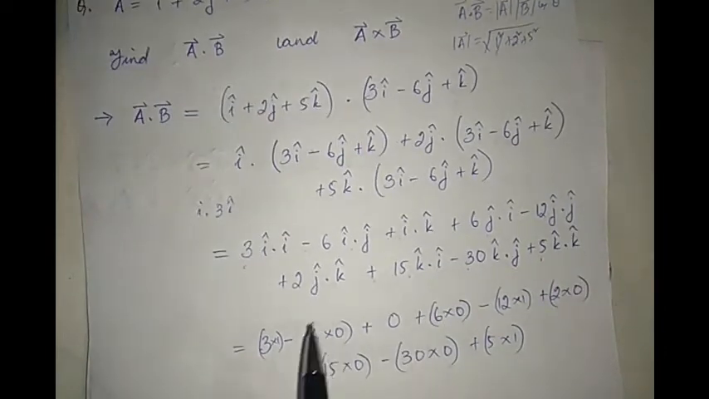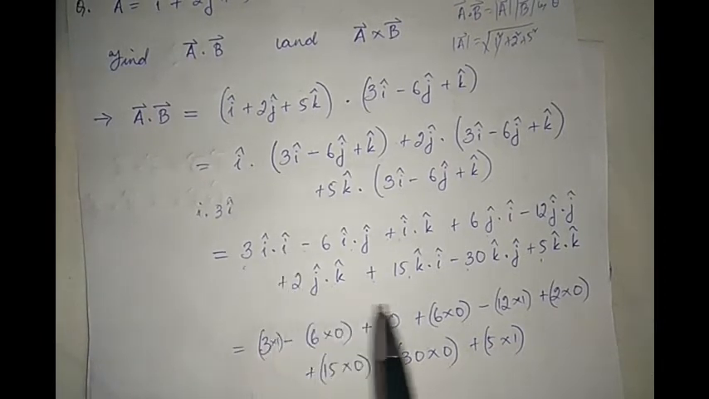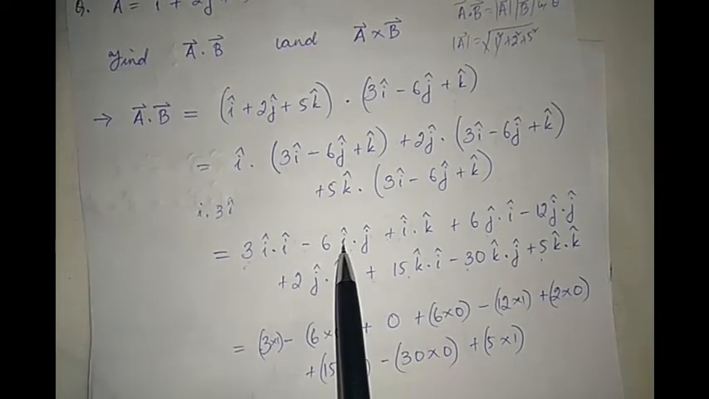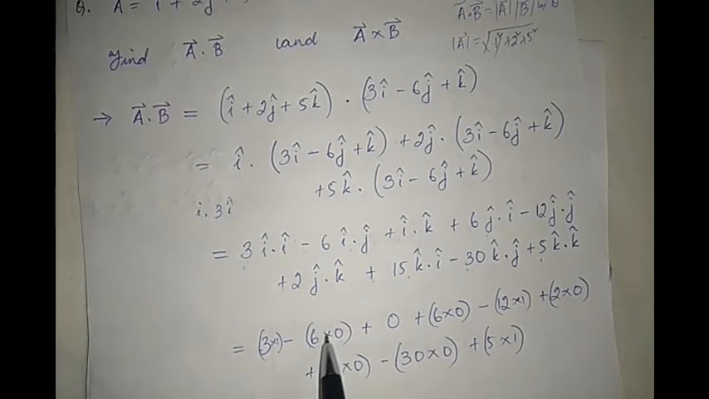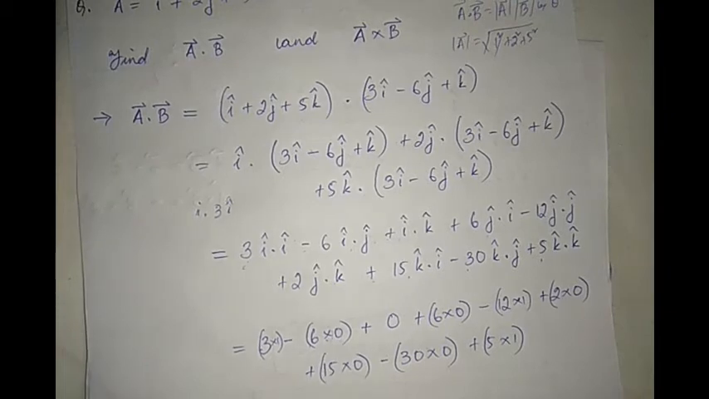We already know i dot i is 1, j dot j likewise is 1, k dot k likewise is 1. i dot j, j dot i, k dot i, every other such product is 0. So 3 into i dot i is 3 into 1. Minus i dot j being 0, this becomes 6 into 0. Now keep in mind, this is a scalar multiplication sign, which is different from a cross product, remember. Although it looks similar, the meaning is different. We should not forget that.